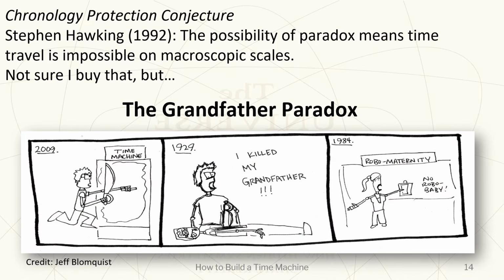Okay. So if you're thinking, well, come on, you're putting a damper on things, I will say that there are physicists who are definitely worse. Hawking basically said there is a chronology protection conjecture. He basically said, no, there's no time travel at macroscopic scales, and called it a day.